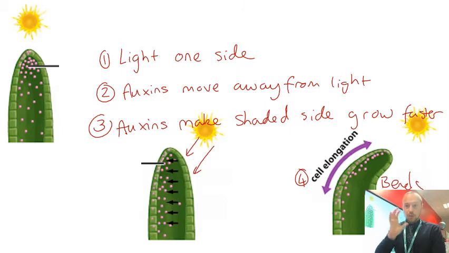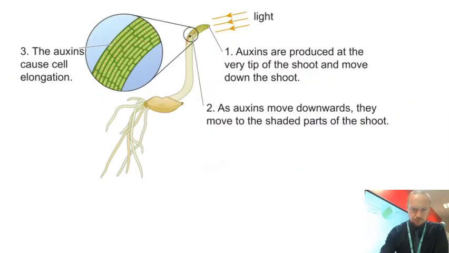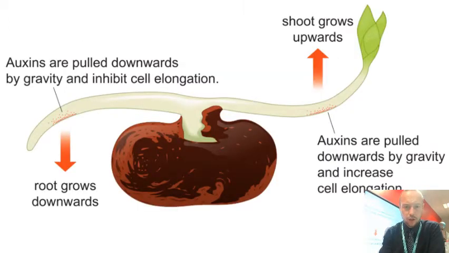So plants bend towards the light, and you need to understand the 4 points of how it happens. This is how it looks in the textbook, so you can pause this if you want to have a look exactly at how this is set out in the Activate textbooks. But I'm going to move on to the next thing, which is gravitropism.